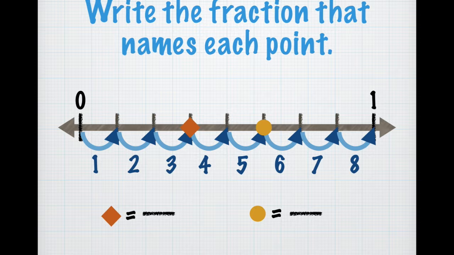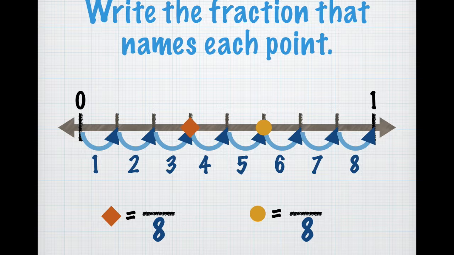So for both fractions, our denominator is going to be the total number of spaces. So both fractions have a denominator of 8. So I'm going to write an 8 for both denominators. To find my numerators, that's our top number, the number of spaces that we are counting, the number of spaces to get to that point.